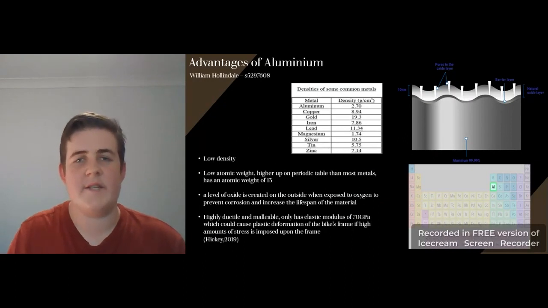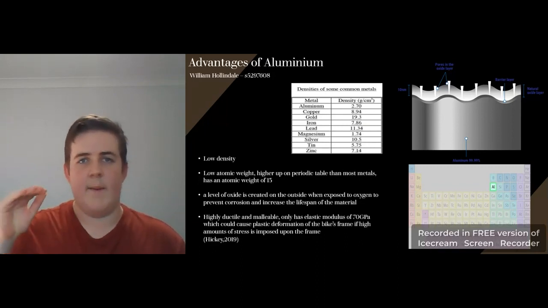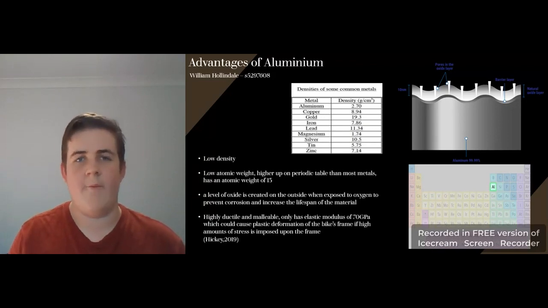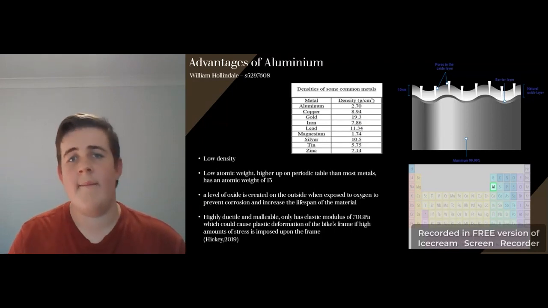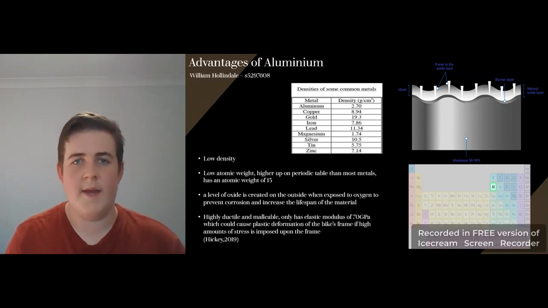As for the advantages of using aluminium as a bike frame, aluminium is less dense than most other metals as it is much higher in the periodic table, as metals lower on the table have a higher atomic weight and would be denser in nature. This will allow the ride to be nimbler and more mobile. Aluminium's ability to resist corrosion and rust, through its relationship with oxygen, as can be seen in this diagram up here, will increase its lifespan.